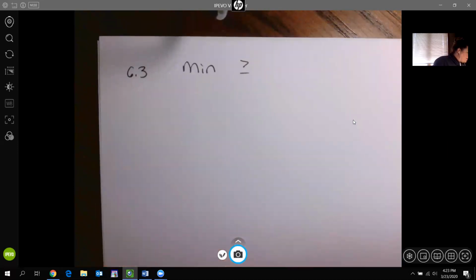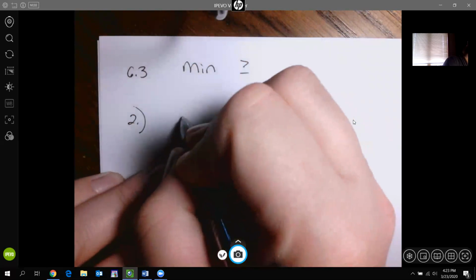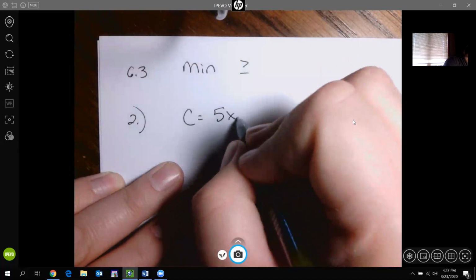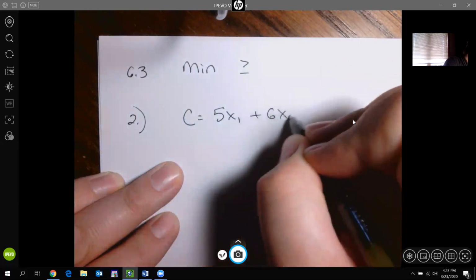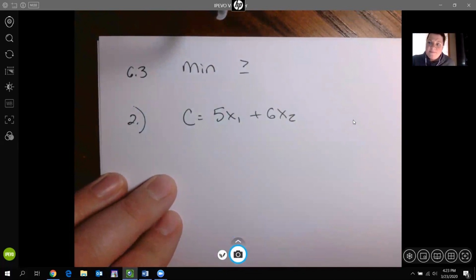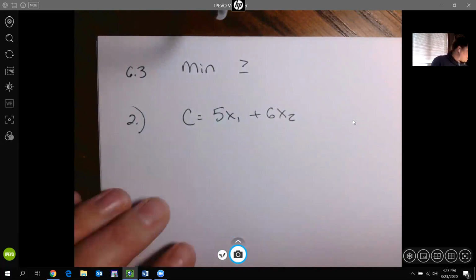So this problem, this is problem number 2. We're going to have our cost equal 5x1 plus 6x2. And I believe this one's on your worksheet I passed out. We were going to do extra problems when we came back, and well, now we're going to online. So you could find this on your worksheet as well if you want.